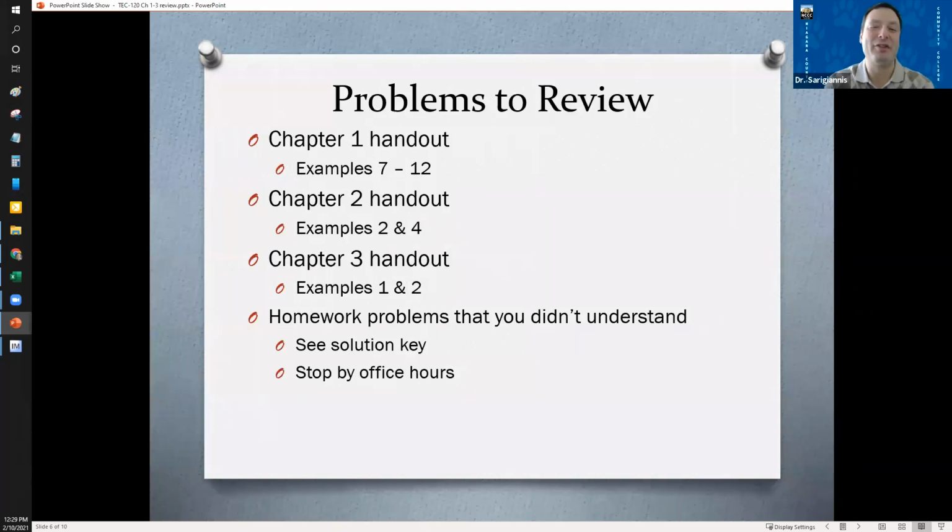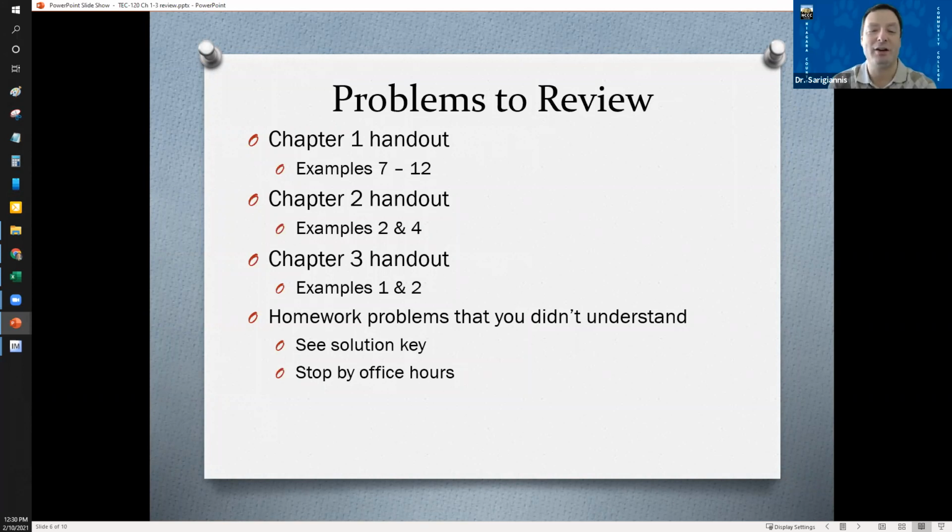These are problems you should review. Chapter 1 in the handout, I narrowed it down. I didn't want to give you specifically one problem and say, yeah, do this, it'll be on the test. Examples 7 through 12, you should know how to do all those. Those cover mainly the triangles. Chapter 2, examples 2 and 4, those are forces. And again, one of those has 3 forces in it, the other one has 2, I believe. And then chapter 3, we did some of those examples. Oh, we did all those examples. Those are moment couples.